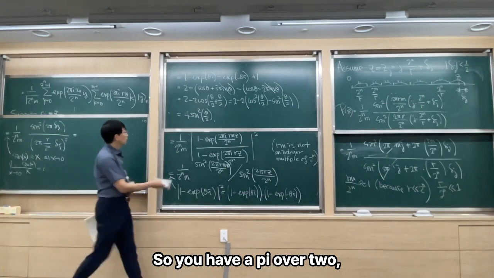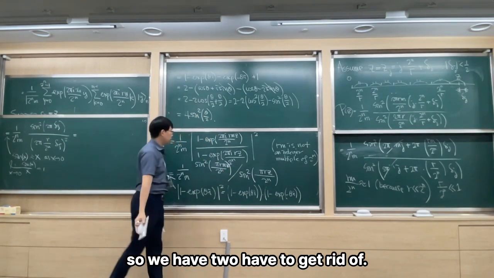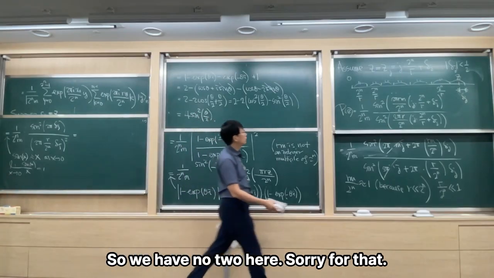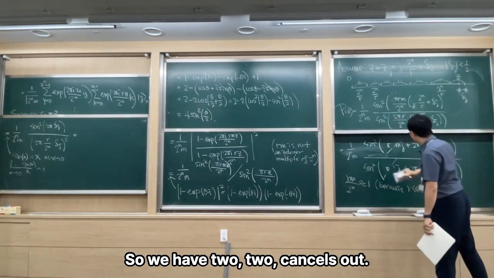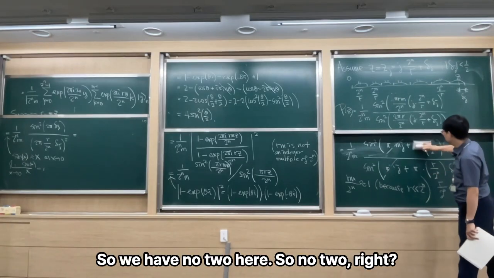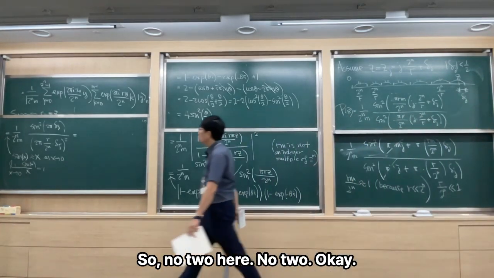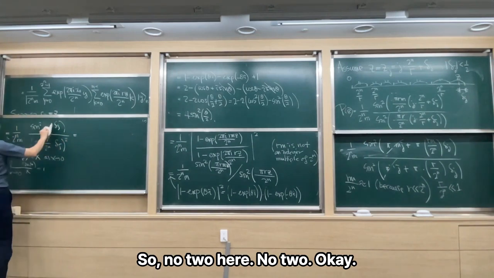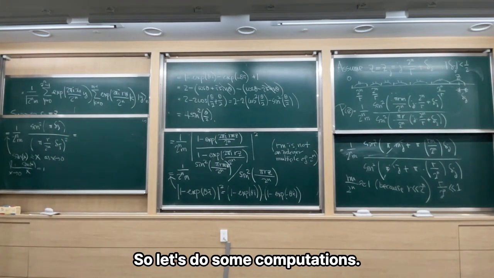So you have a pi over 2, so we have 2 to get rid of. So we have no 2 here. Sorry for that. We have 2 cancels out. So no 2 here, right? No 2. Okay. So let's do some computations.